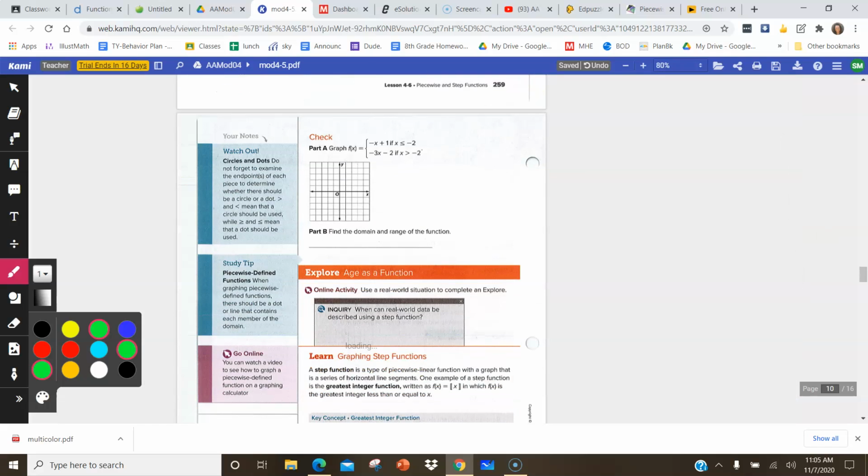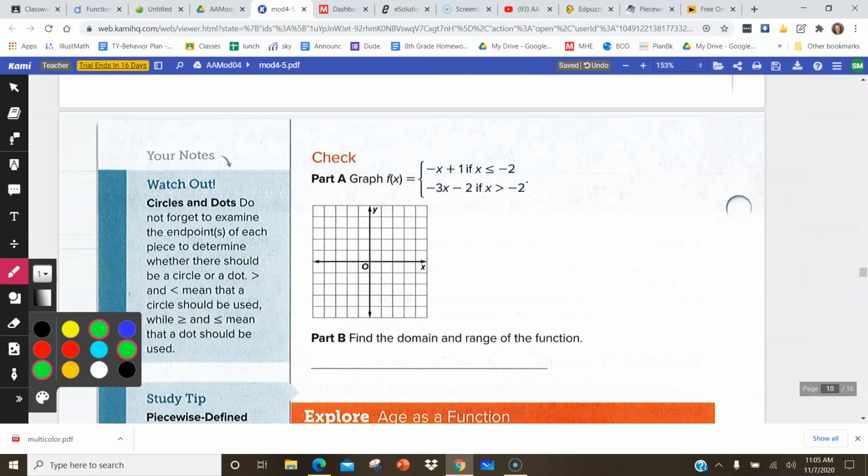Moving right along. Go ahead and do the check. Do the check and make sure you answer the question in the Edpuzzle.